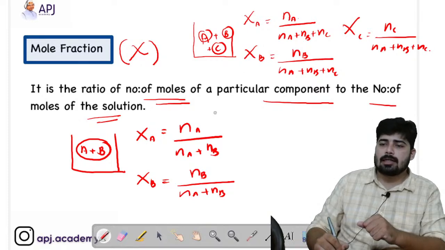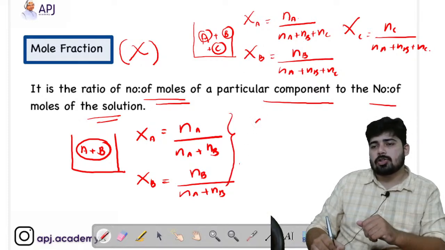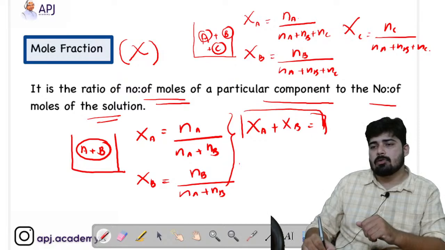Here, dear students, there is an important concept: the total mole fraction will always be equal to 1. The total mole fraction will always be equal to 1.